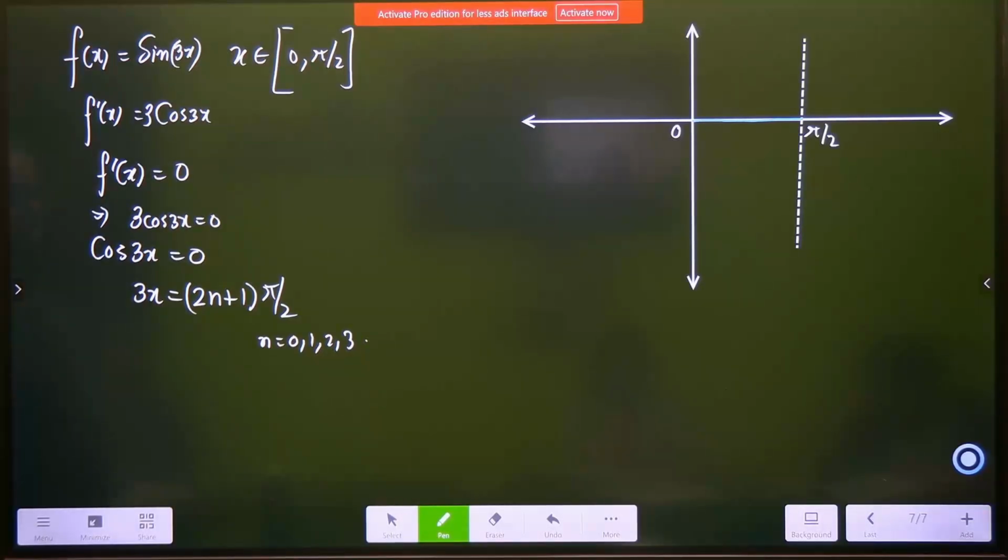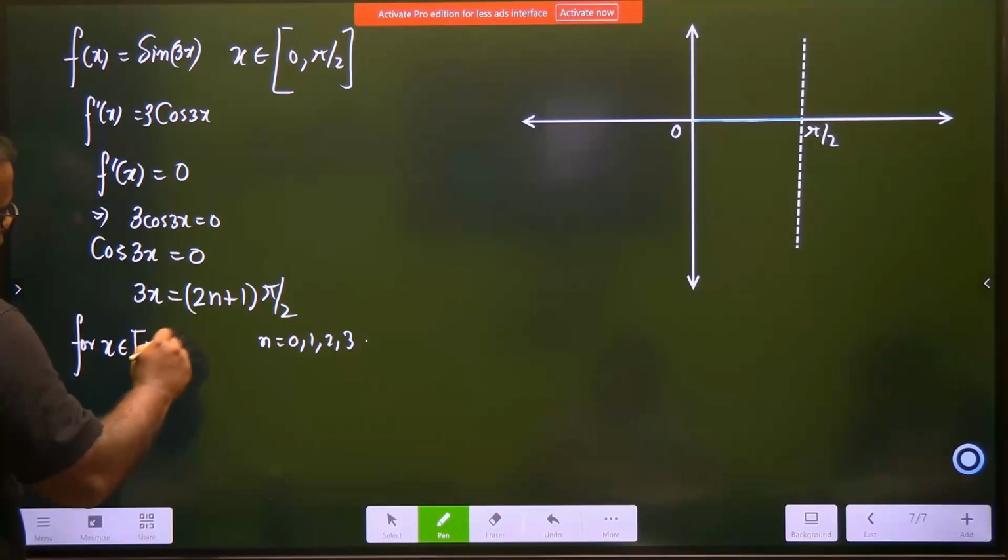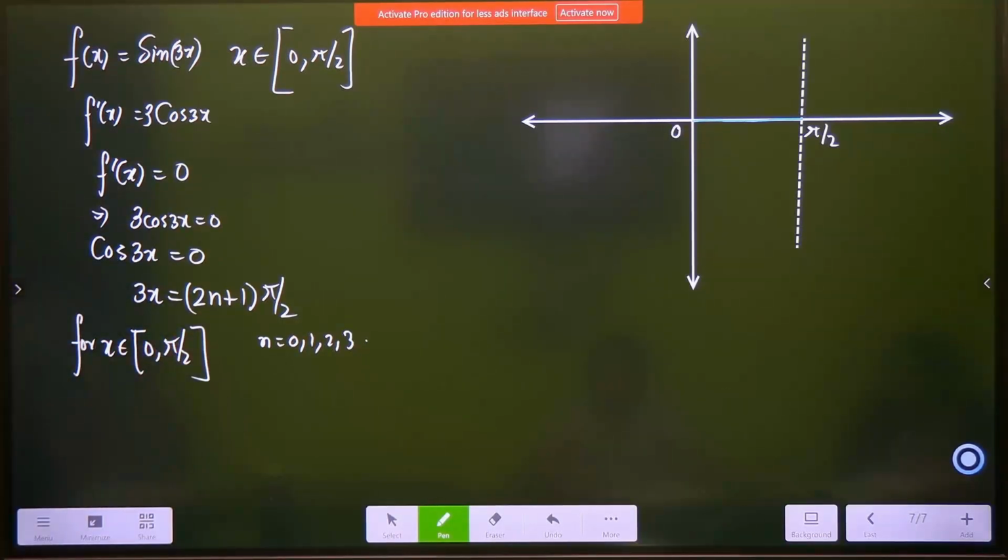But understand, you need to do all your studies between 0 and pi by 2. What should be the value of x now? Is 3x equal to (2n plus 1) pi by 2? So for x belonging to 0 to pi by 2, at how many points can cos of 3x be equal to 0? 3x should be equal to pi by 2.